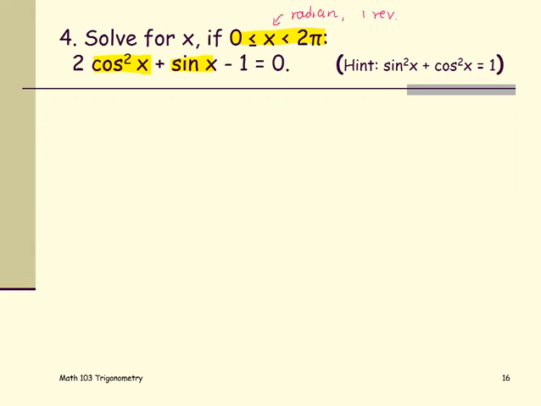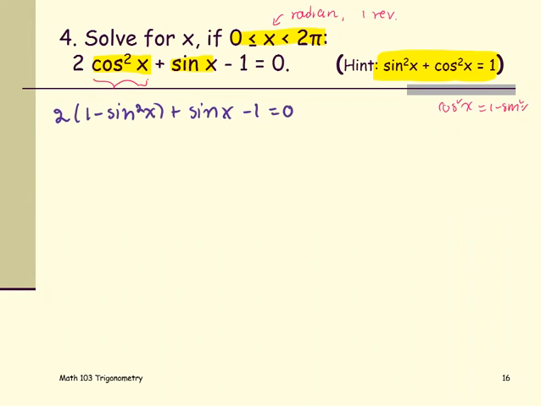Recall cosine squared x is part of the Pythagorean identity sine squared x plus cosine squared x equals 1. So we're going to rewrite cosine squared x as 1 minus sine squared x and replace it into the equation. The equation becomes 2 times (1 minus sine squared x) plus sine x minus 1 equals 0.